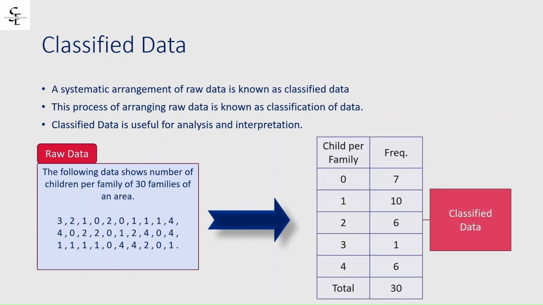While by grouping this data or classifying this data, we can easily analyze and interpret this data. This will allow us to identify how many families have 0 child, how many families have 1 child and likewise. The total frequency shows the total number of observation. In this case, it was 30 family, so the total is also 30. If any observation is skipped or missed, we can come to know with the help of total frequency.